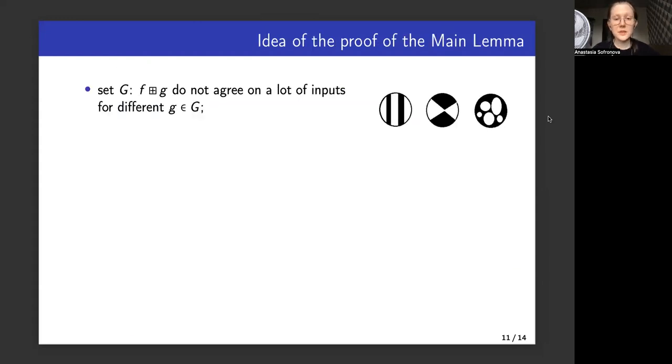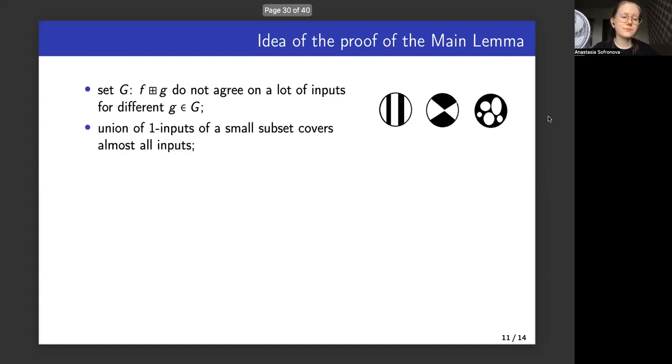Let us now take a look at the idea of the proof of our main lemma. Suppose we have some set of functions g such that the compositions of f and this function g do not agree on a lot of inputs for different g's. It looks just like here on this picture. And from that, it follows that the union of one inputs of a small subset of this set G covers almost all inputs.